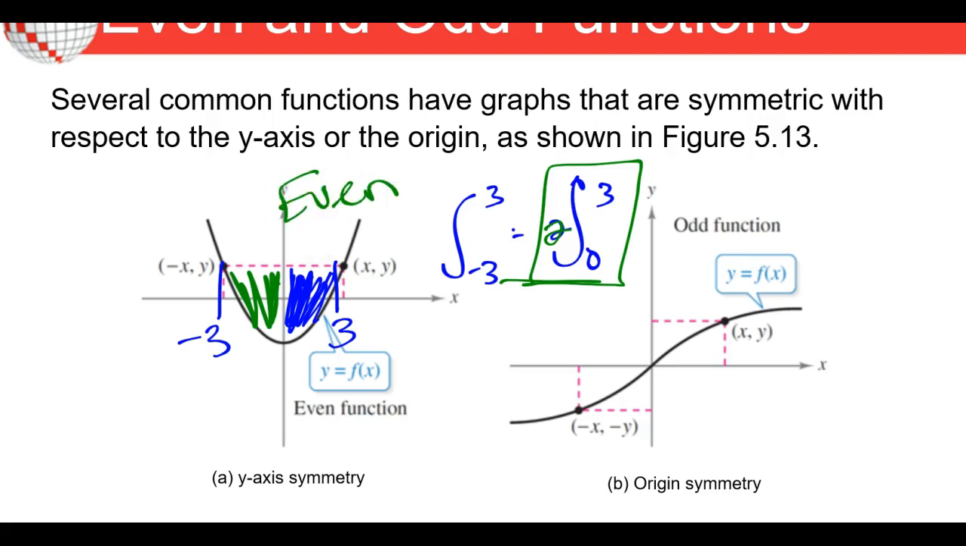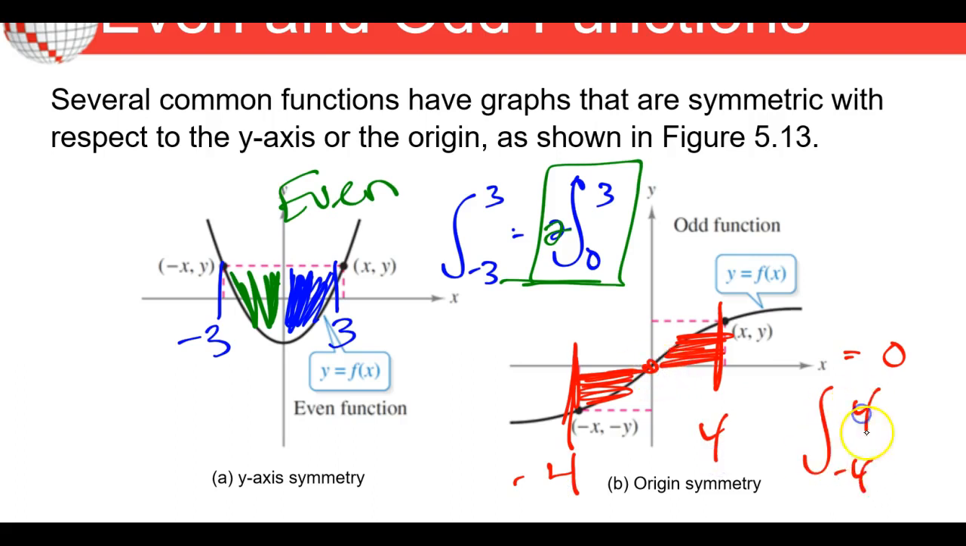For odd functions, strangely enough, this area here is the negative area, and this area over here is the positive area. And again, you've got to be going from the same thing, from like -4 to +4, as long as there's symmetry about the origin. So if you're integrating from -4 to +4, the negative area will cancel with the positive area, and you should end up with a 0.